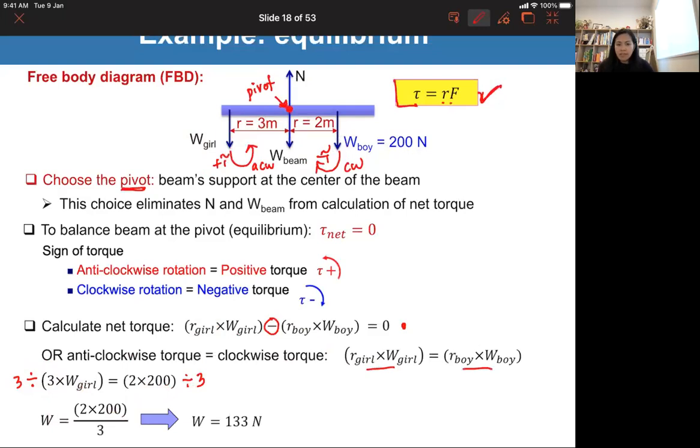All right. Okay, any questions about this example?